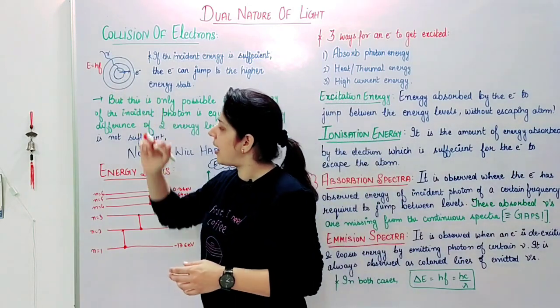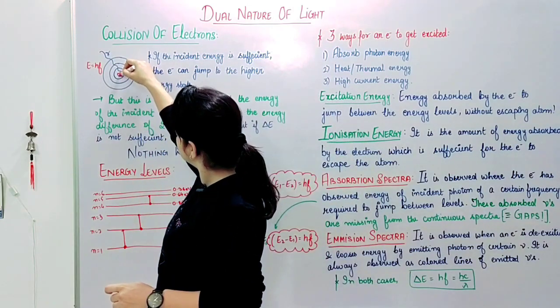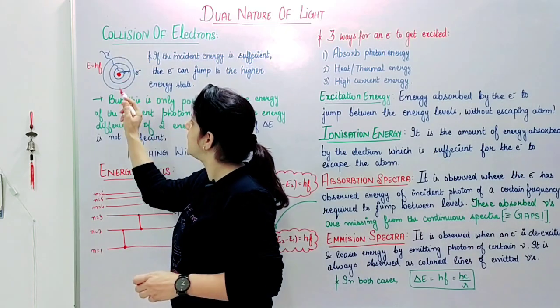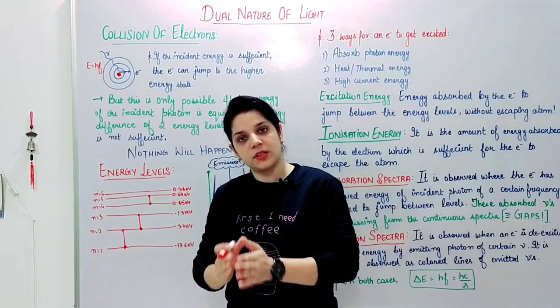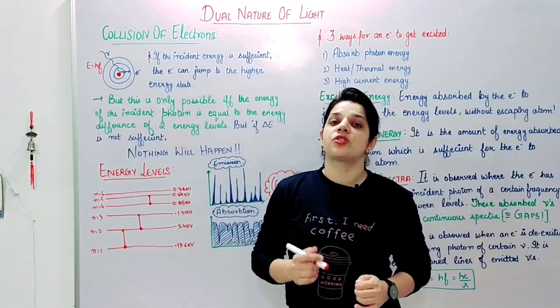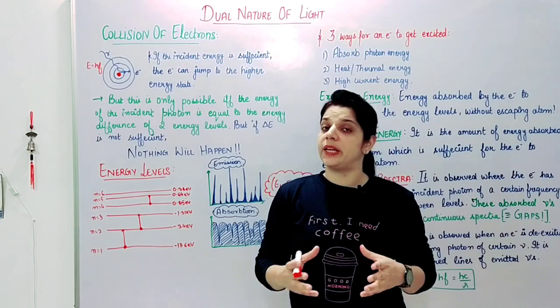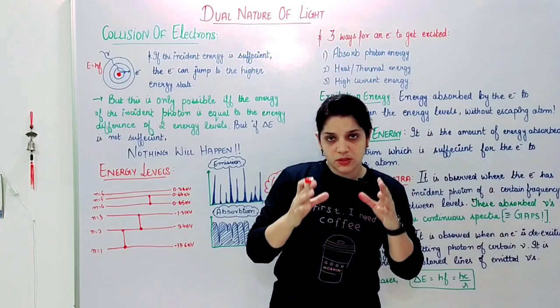So I've drawn an atom here. Now these are the shells and this is the nucleus, and the electron is revolving around this nucleus in its specified shells. Now when we talk about the shells, we talk about energy levels, right? So these are the energy levels.